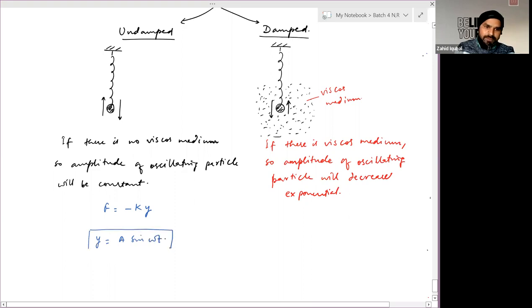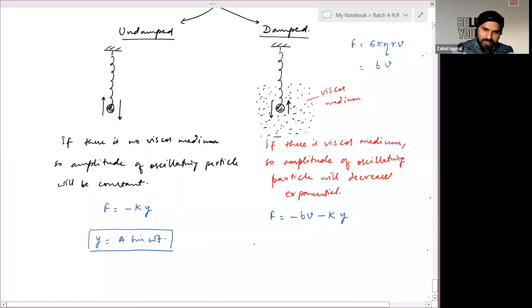is the constant amplitude. But in the second part, the net force acting on the body will be the viscous force as well as the spring force. For the viscous force, I had defined in fluids F equals 6 pi eta r times v, where 6 pi eta r is called b, the damping constant, multiplied by v. And since this force is opposing in nature, there will be a negative sign. So first viscous force and second spring force.